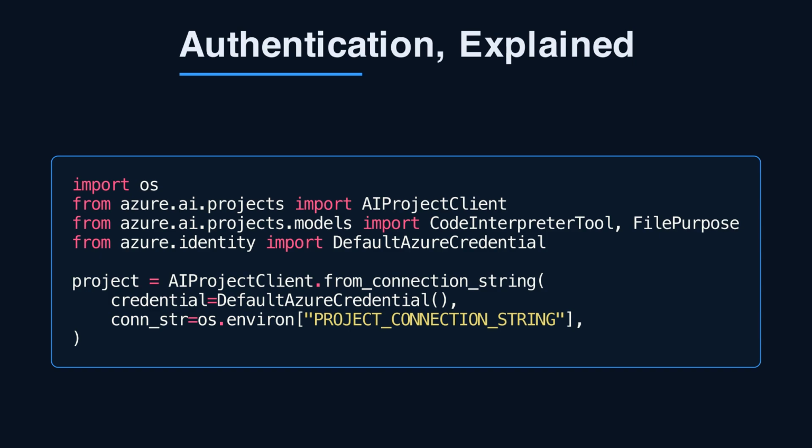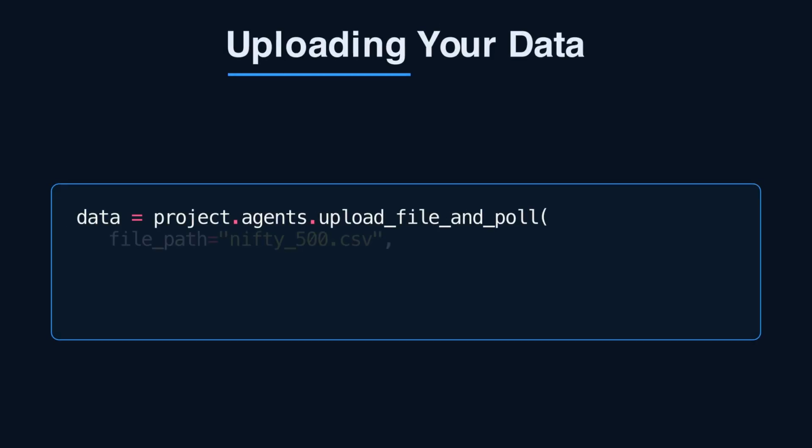It is a chain. It tries several ways to authenticate in order. Environment variables, a managed identity if you are running in Azure, your Azure CLI sign-in on your laptop, and more, and uses the first that works. So locally, you just run az login once and your code authenticates as you, with no keys in source. In production, the very same line picks up the managed identity automatically. 1 line, secure everywhere.